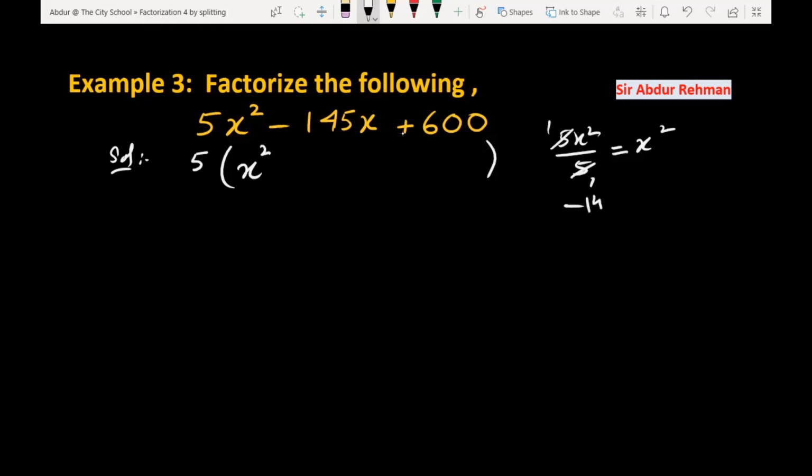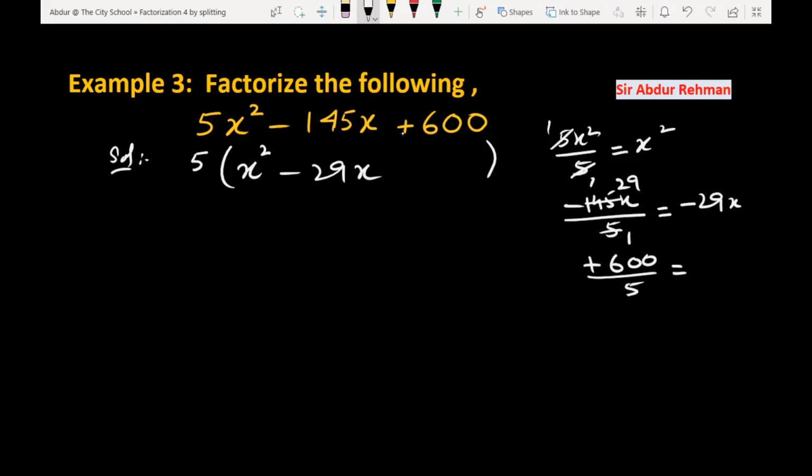And minus 145x divided by 5: 5 on the 5, 5 to the 10, 5 on the 45, we get minus 29x. So minus 29x, and plus 600 divided by common 5: 5 on the 5, 5 on the 5, 5 to the 10, 0, we get plus 120 here.